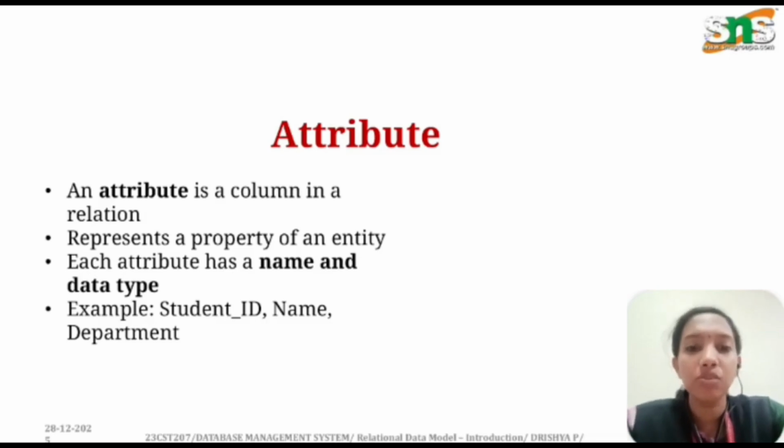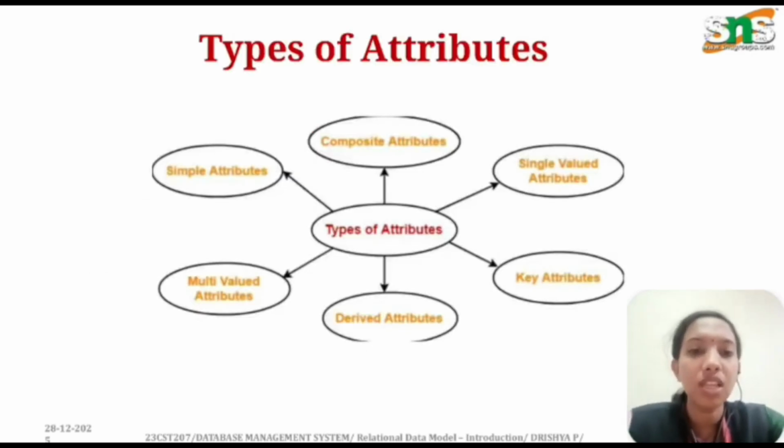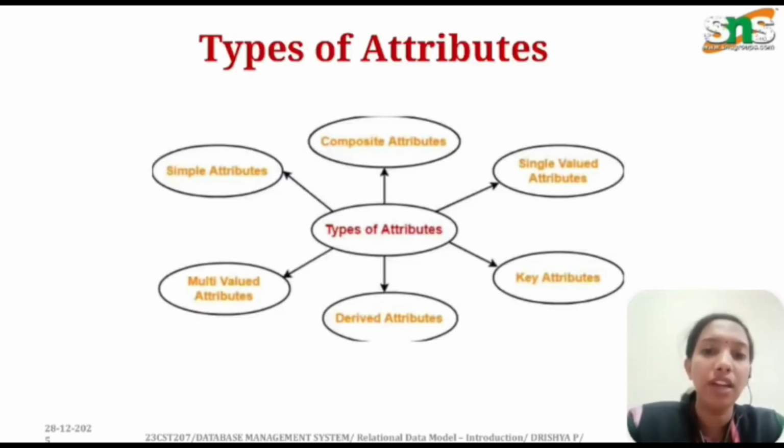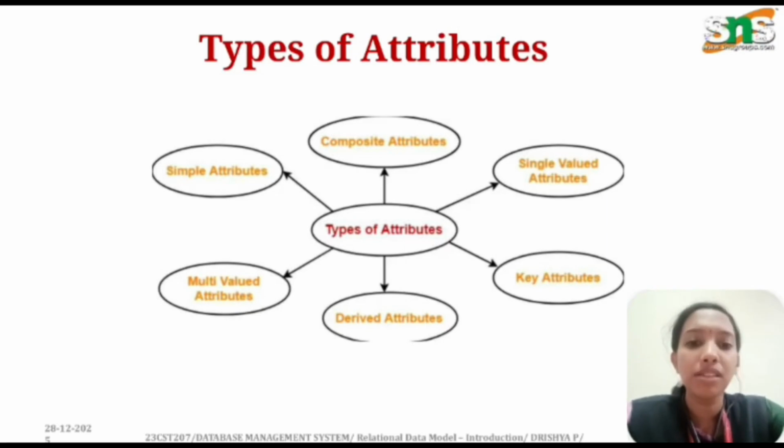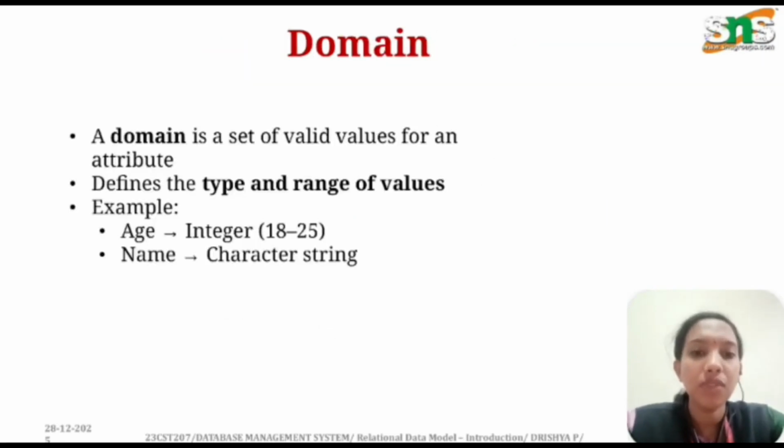The next is the attribute. An attribute is a column in a relation and represents a property of an entity. Each attribute has a name and a data type. Example, student ID, name, department. In the student table, the student ID, name, and department are the attributes, which are the column headers of a relation. There are different types of attributes, like simple attribute, composite attribute, single-valued attribute, key attribute, derived attribute, multi-valued attribute, etc.